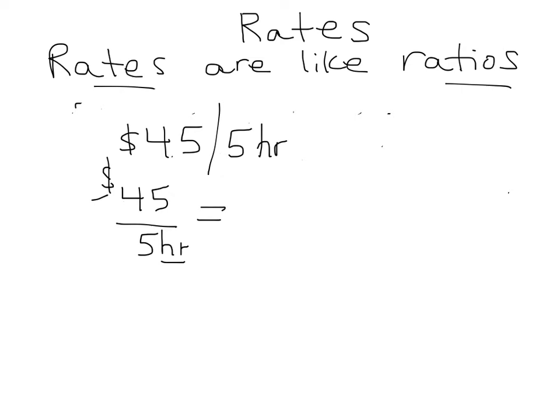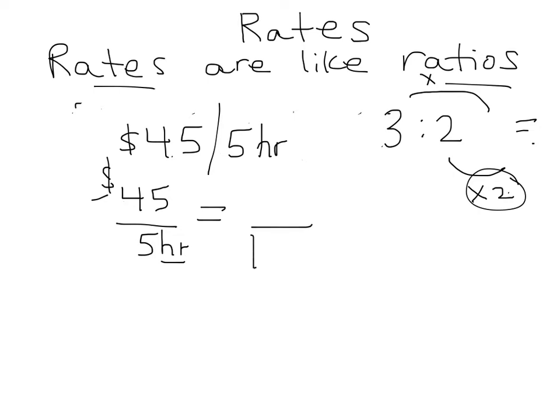So we can find out per hour using a scale factor. Remember, scale factors in class would be what you're multiplying. So if you had 3 to 2, it's what you're multiplying these numbers by to get the other numbers. So that would be your scale factor. So we have to figure out a scale factor here. So $45 in 5 hours, what if I want to find out in 1 hour what you were making? That's the unknown here. So again, you figure out a scale factor.